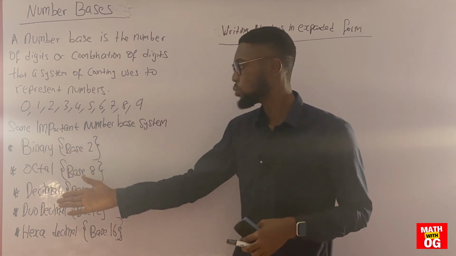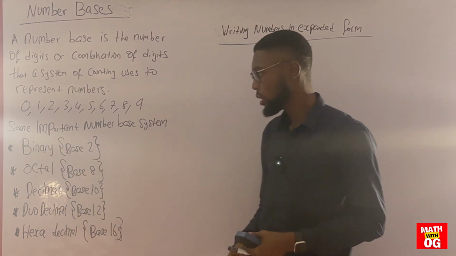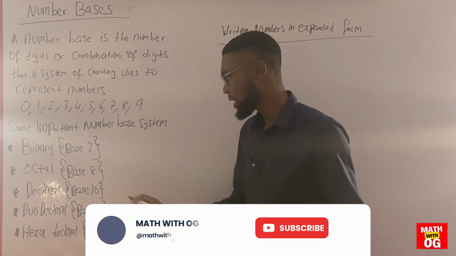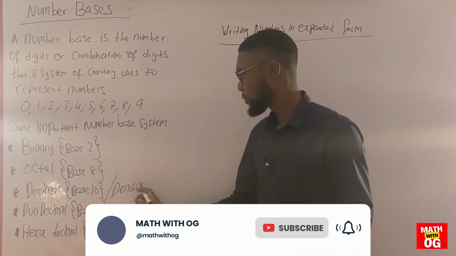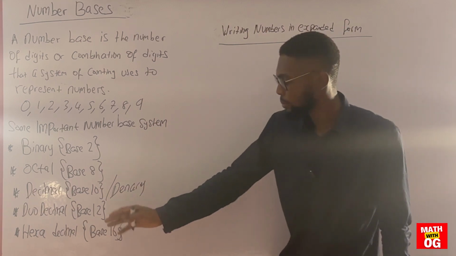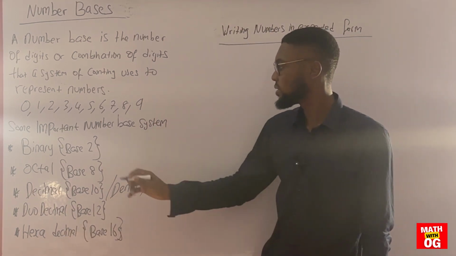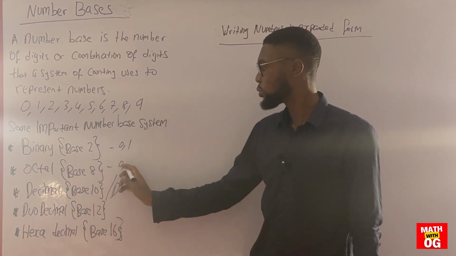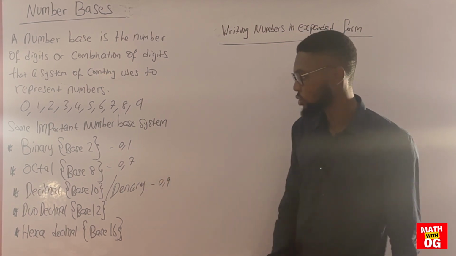So we have our base 2, which we call binary. We have our base 8, which we call octal. We have our base 10, like I just said, is decimal. We can also call it denary, the denary number system. We have our base 12, duodecimal, and we have our base 16 as hexadecimal. So my base 2 system has only 2 numbers, 0 and 1. Base 8 has from 0 to 7. Base 10 has from 0 to 9, like I just mentioned.